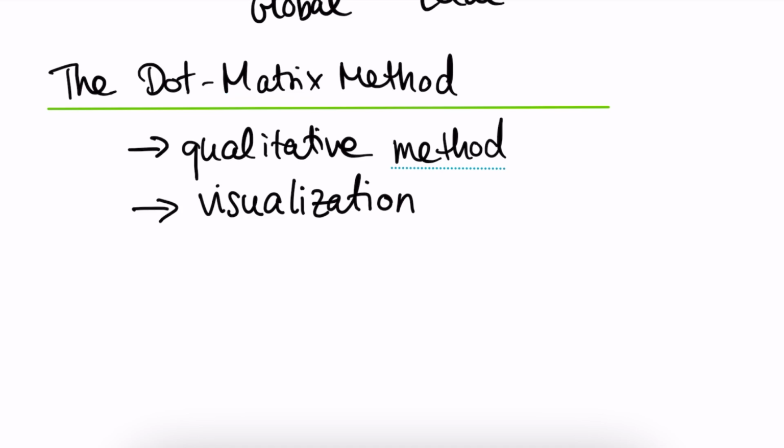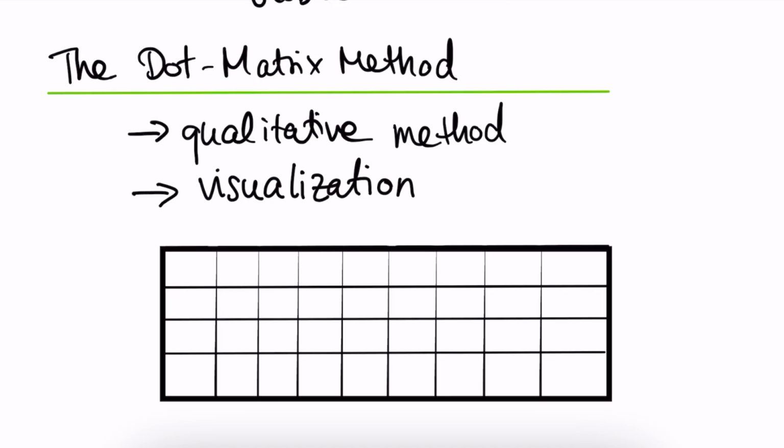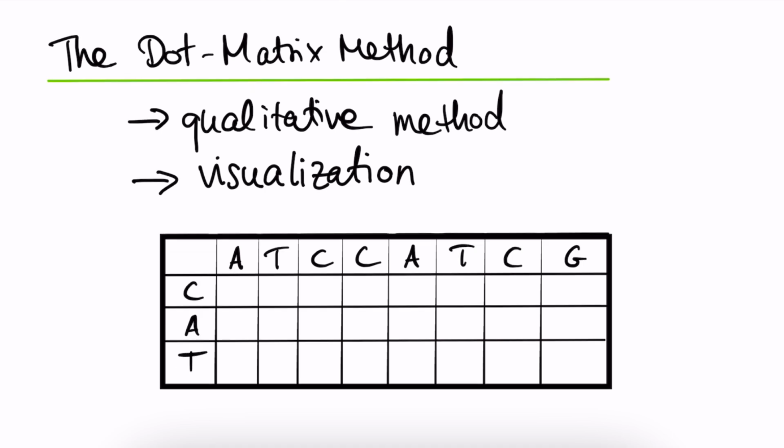Last and Needleman-Wunsch. As the name suggests, you start with a matrix or a table that contains the two sequences you are comparing. You write one of the sequences horizontally and the other one vertically. Then you fill in the matrix by placing a dot in each square for which the character in the column and in the row match up.